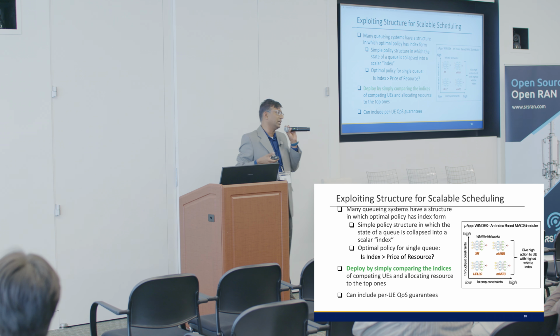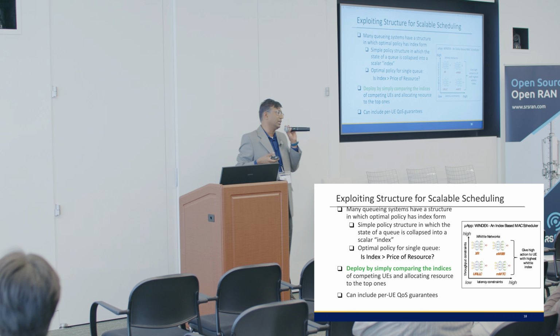In other words, supposing I have a UE which was meant to do XR, it's got a pretty decent throughput guarantee, its latency is looking good, its index will be low. On the other hand, if somebody who was promised XR, its throughput is not so great and it's seeing latency, its index will be high. So using such index policies, we can actually schedule in a manner that is scalable.